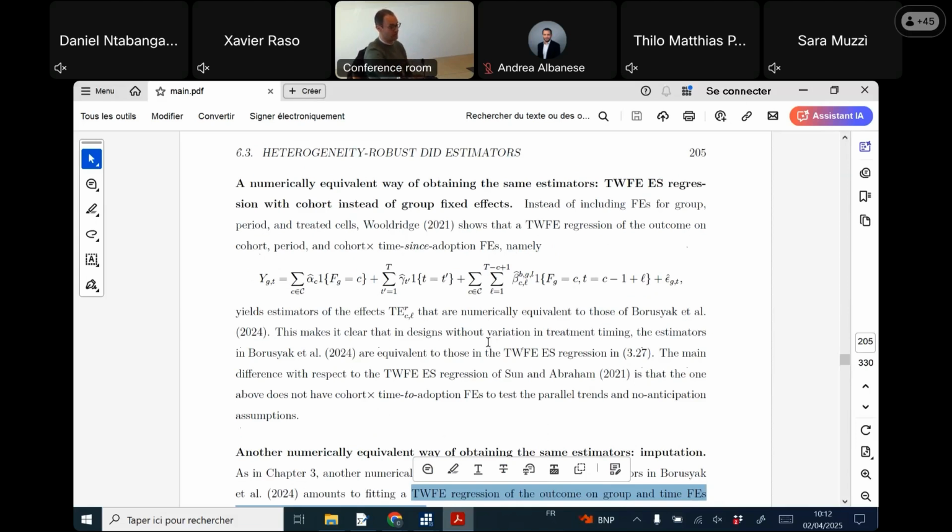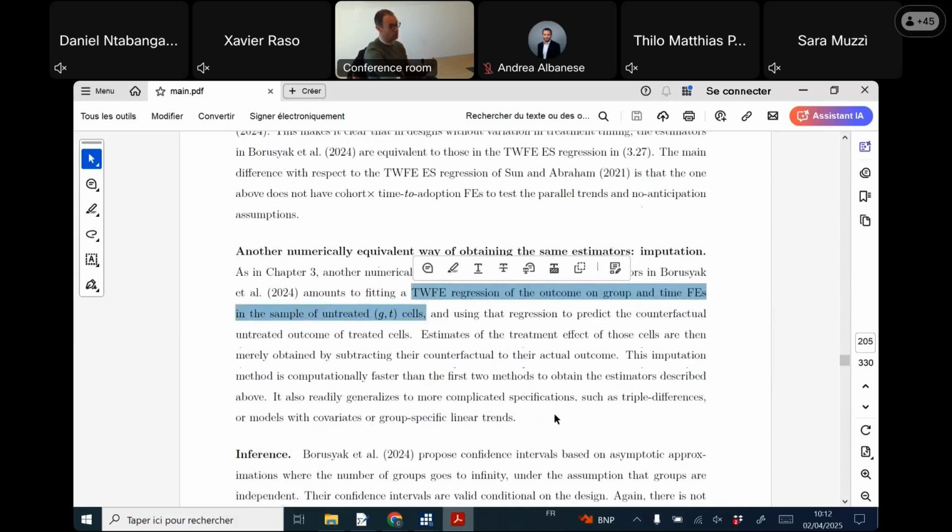An advantage of the imputation procedure is that if you want to control for covariates, you can do that very easily by including the covariates in the imputation first stage. There, the coefficients on the covariates will not be contaminated by treatment effects, because that first stage is estimated only in the control sample. And similarly, if you want to do triple diffs, or have group-specific linear trends, etc., it's very easy to do in the imputation setting. So that's an advantage of the imputation setting.